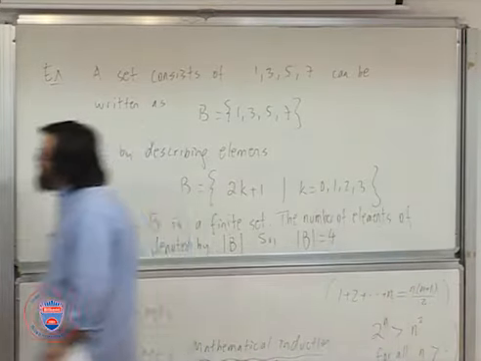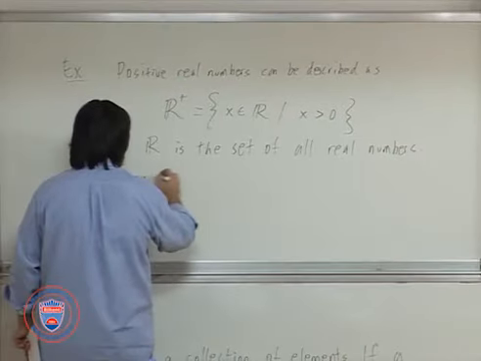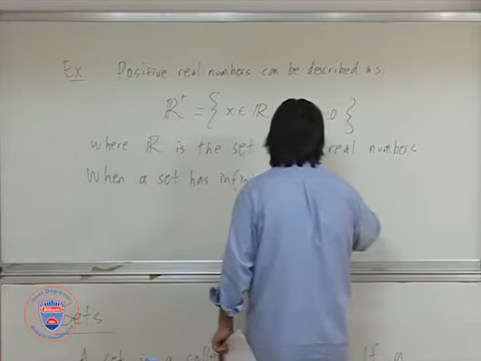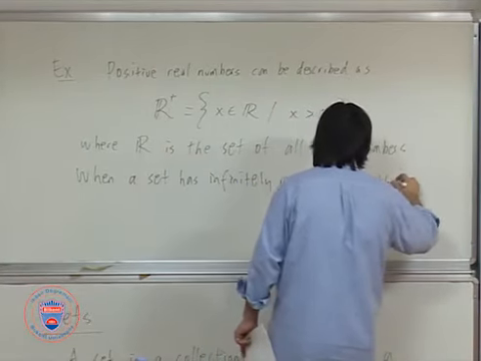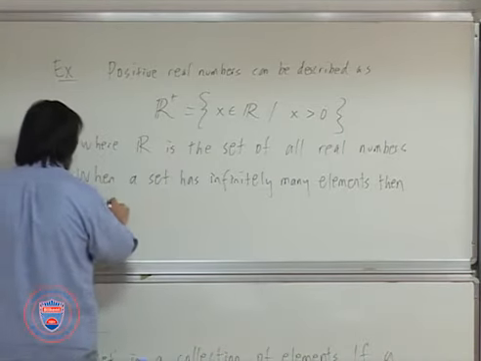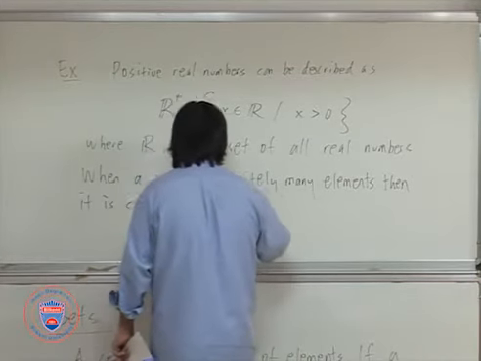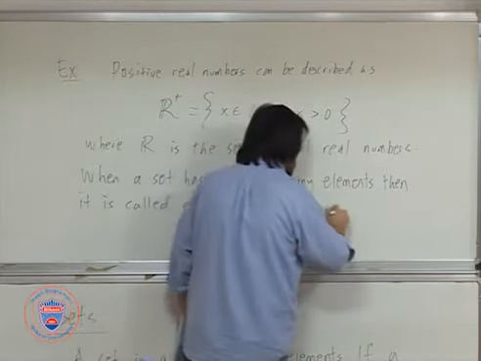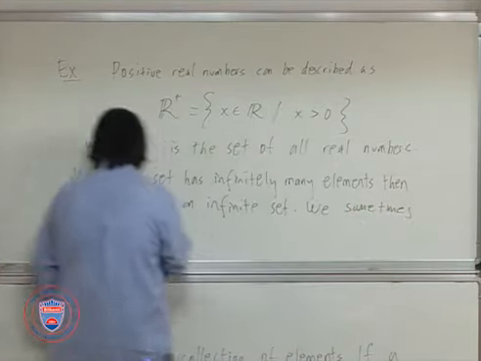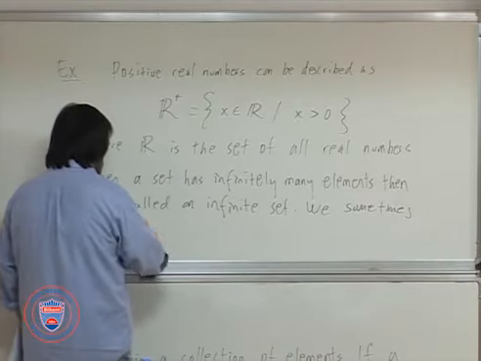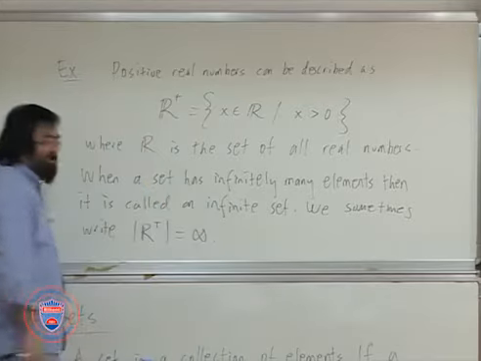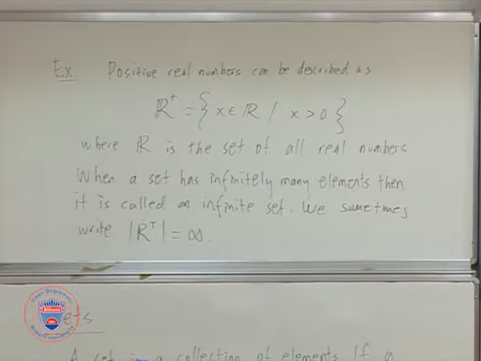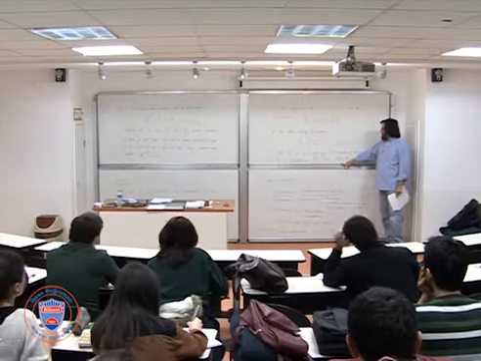When a set has infinitely many elements, it is called an infinite set. We sometimes use an infinity notation, though I don't remember it being used too much. Essentially, we will not be dealing with infinite sets that much. But finite sets, and this notation, we'll use quite a bit.